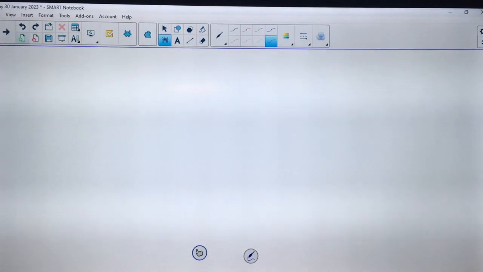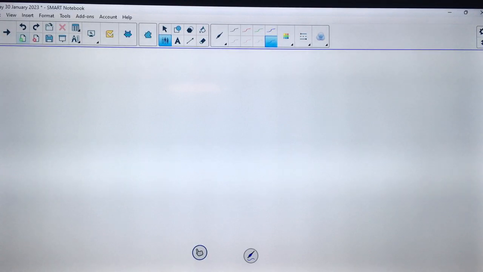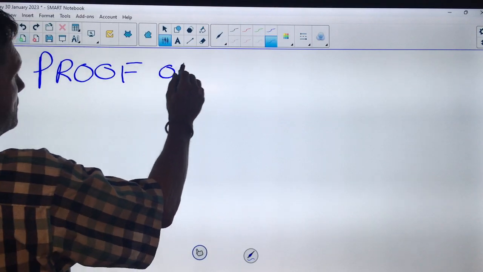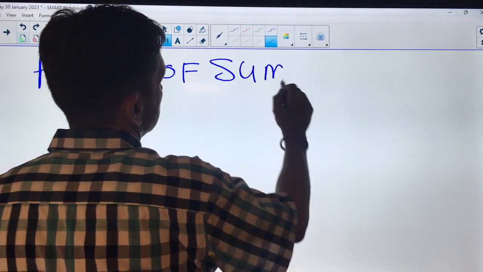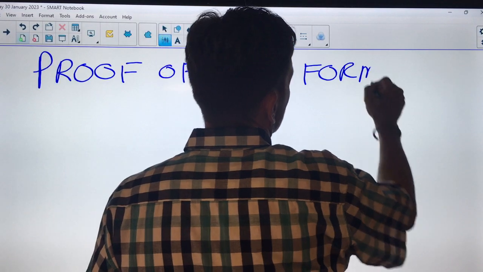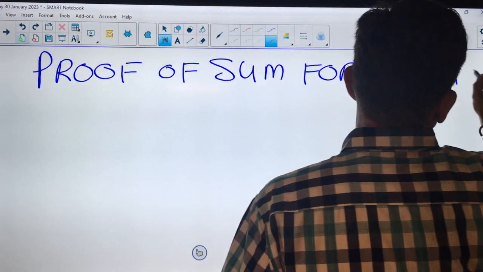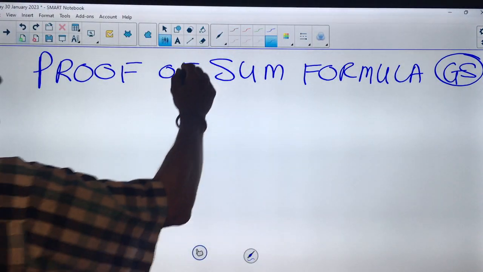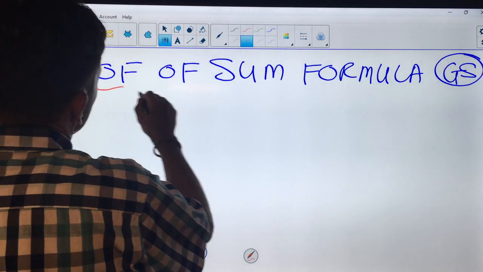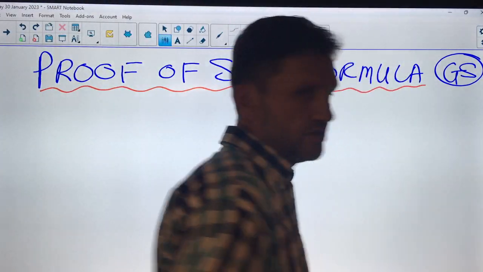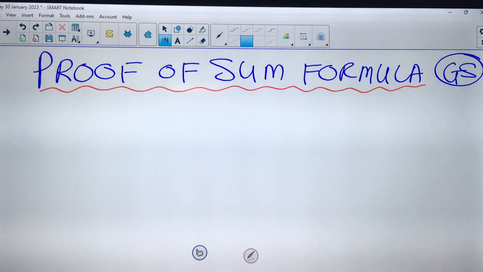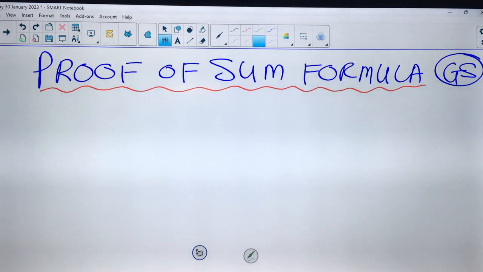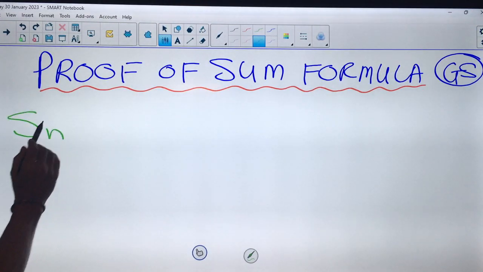Okay. Now I'm going to do the proof of the sum formula. This is going to be for a GS. So if you go and check the video from last week, you will see the proof of an AS is also on there. This is for exam purposes. Also again like 5 marks, possibly. So this is how the proof works. I start with Sn.